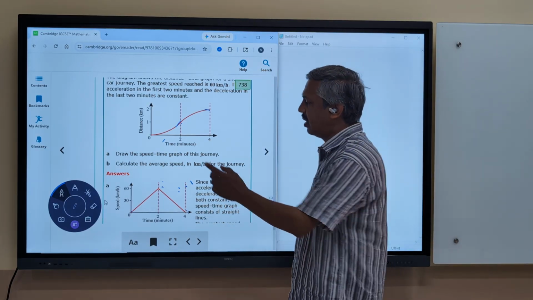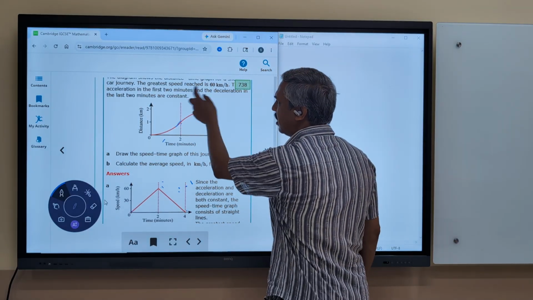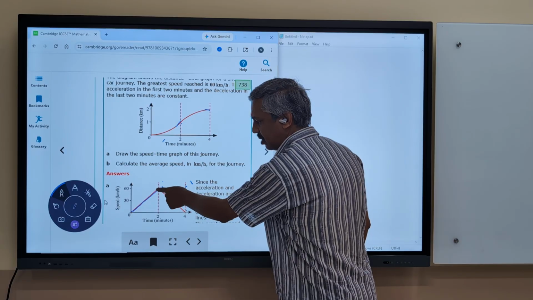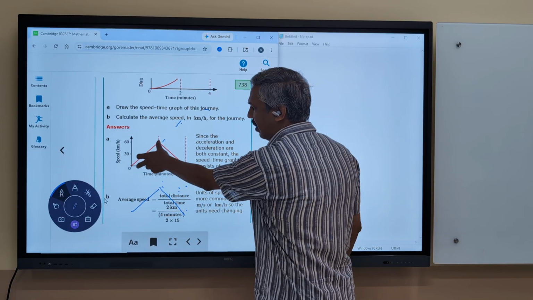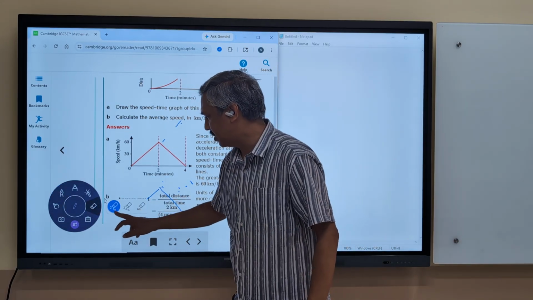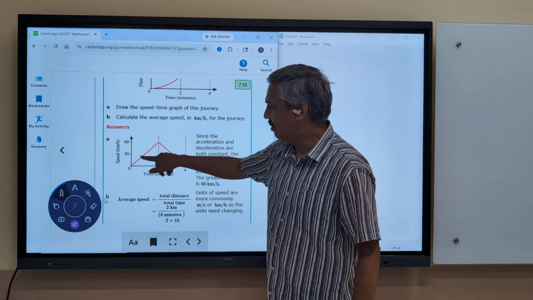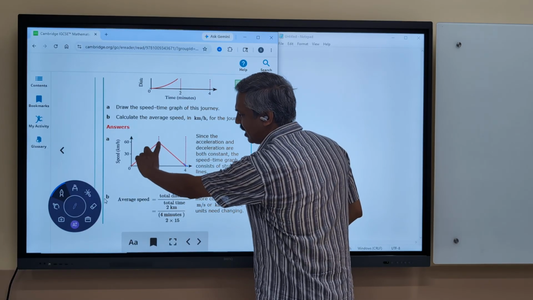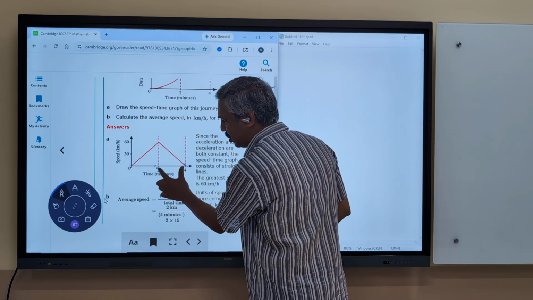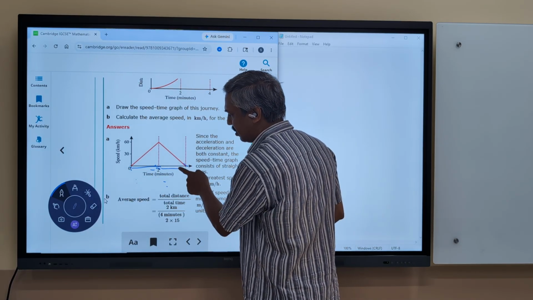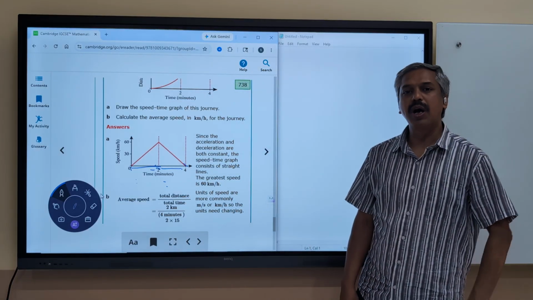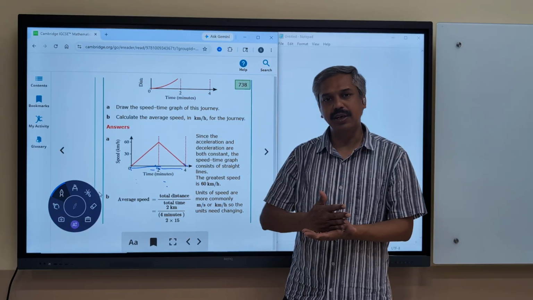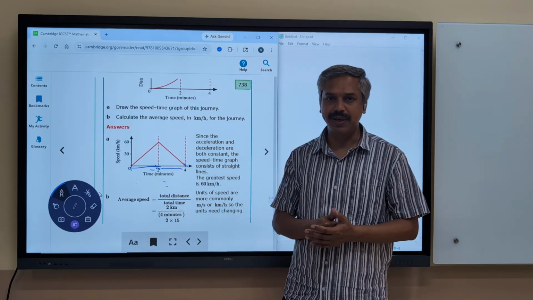It is given that the acceleration and deceleration are equal in magnitude. So this and this both will have the same slope, same gradients. This line will have the same gradient as this line. It's just that this line's gradient will be negative. Basically, it means the height and this distance, these two will be equal. Time will be equal. So the amount of time taken to reach from 0 to maximum speed, the same time is taken to reach from maximum speed back to zero speed.